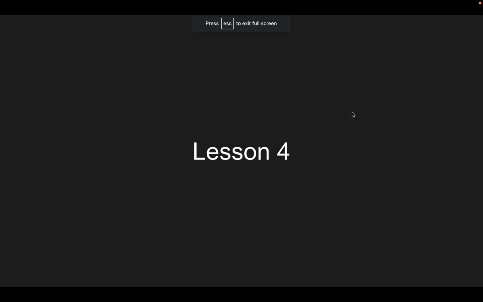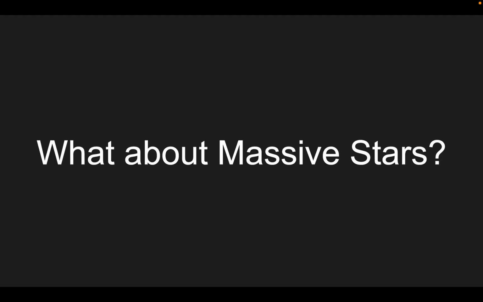All right, so this is lesson 4. As a reminder before we get started, we have previously just talked about the life cycle of average or low mass stars, such as our sun, and we went into detail in a video about our sun and what's going on at the core to cause the changes in its life cycle. And then in lesson 4, we're going to talk about what happens with massive stars.